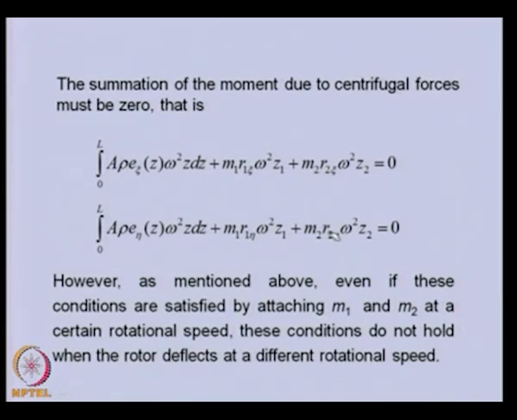Whatever balancing we have done is for the rotor at this particular speed. If we change the speed and we are near the critical speed, deflection of the shaft will take place, and these relations will not be valid, because the correction masses which we have obtained are for this particular configuration. Because the deflection of the shaft takes place, these equations will not be valid, as we have seen in the previous slides, that once the shaft deforms, the centrifugal forces also change.